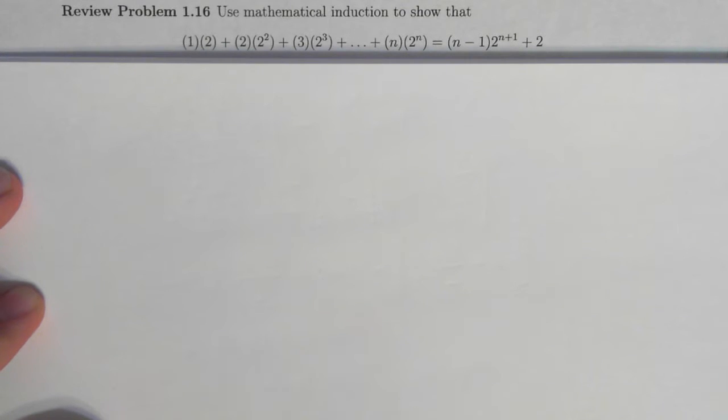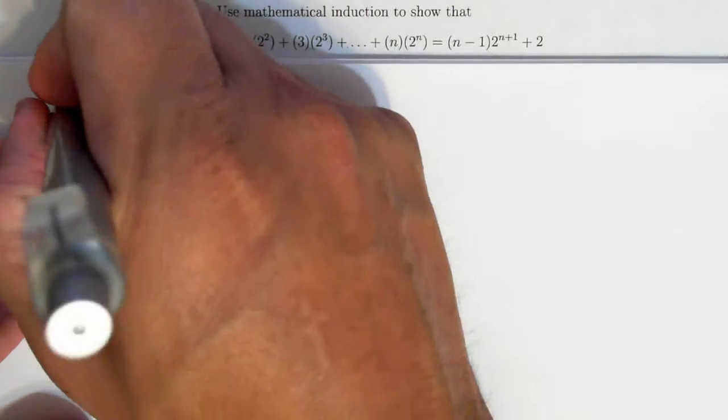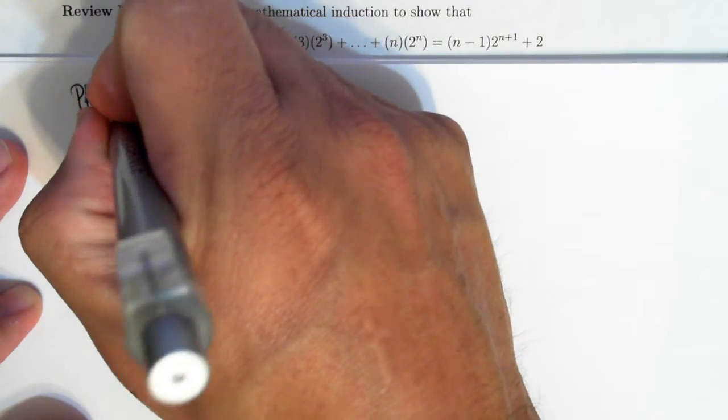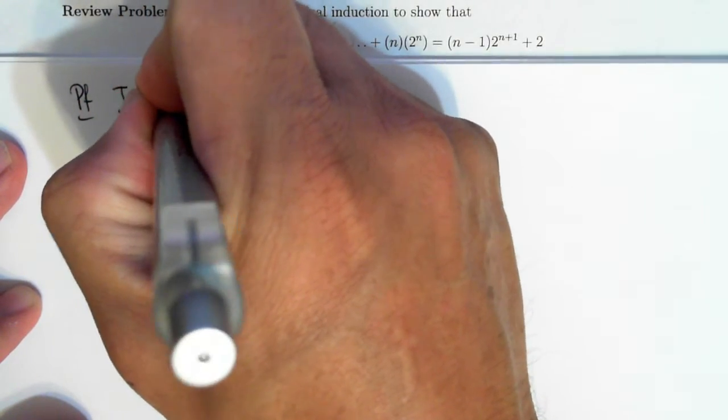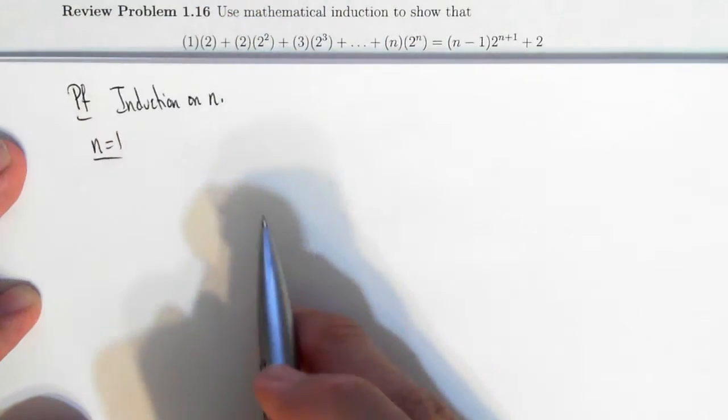Okay, let's use mathematical induction to prove this sum always works no matter the value of n, as long as n is a positive integer. So the proof will be by induction on n. First, we start with the n equals 1 step.